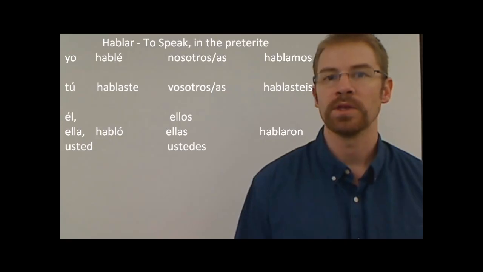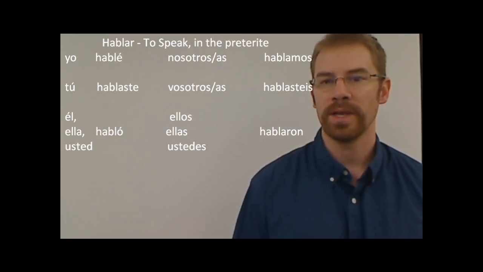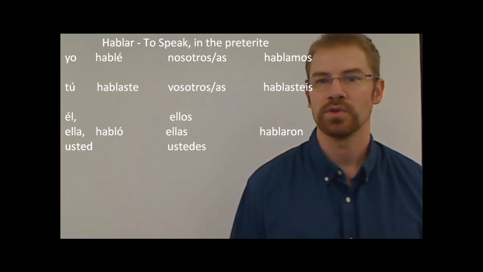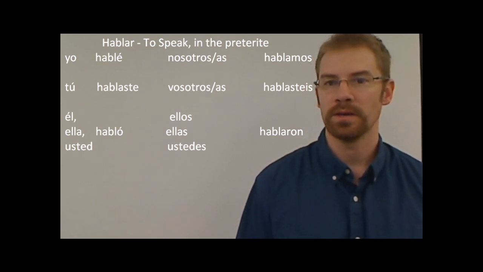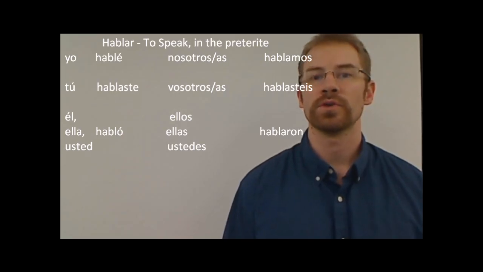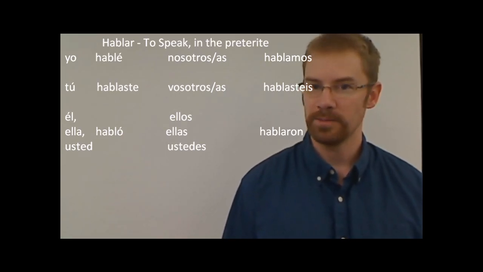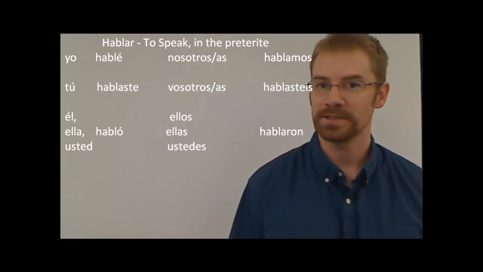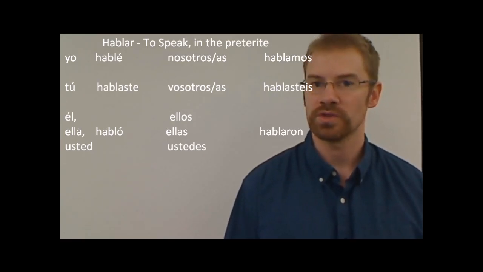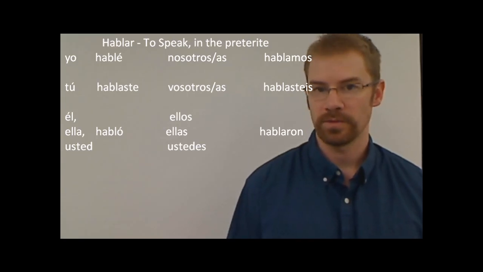I'll give you the endings for them, chance to practice it, make sure you get it down. So the verb hablar, to speak, in the preterite would conjugate as follows. Yo hablé, tú hablaste, él, ella, usted habló. Nosotros hablamos, nosotras hablamos, vosotros hablasteis, vosotras hablasteis, ellos, ellas, ustedes hablaron.